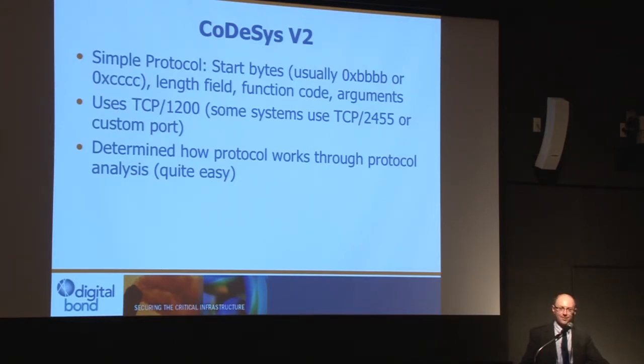The CoDeSys version 2 protocol usually uses TCP 1200 as its communication port, although some controllers use 2455, or of course some controllers use a custom port that the vendor specifies. We determined how the protocol works through just plain protocol analysis. As you can see, the protocol is quite simple, so figuring out what features of the protocol performed what actions was not too difficult. Also, later today, I will be posting a blog post with some of the tools used for doing this kind of analysis on the digitalbond.com website.